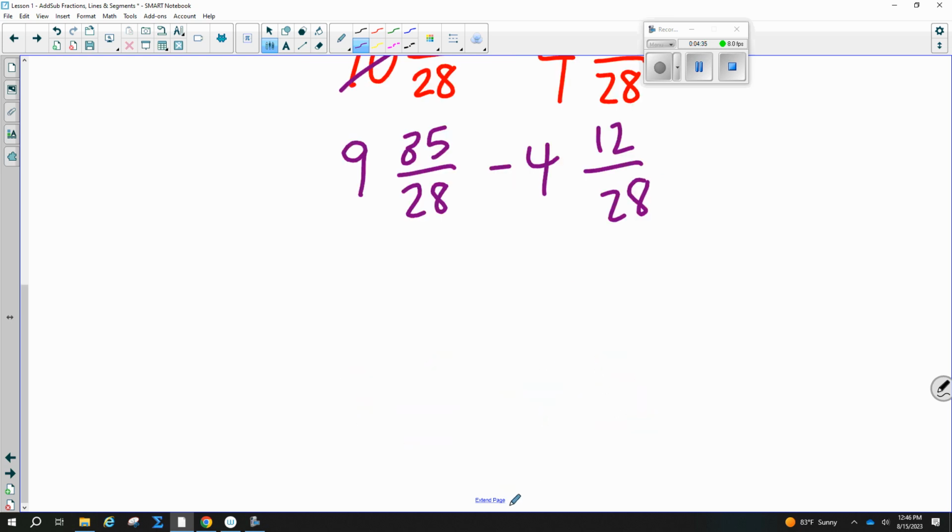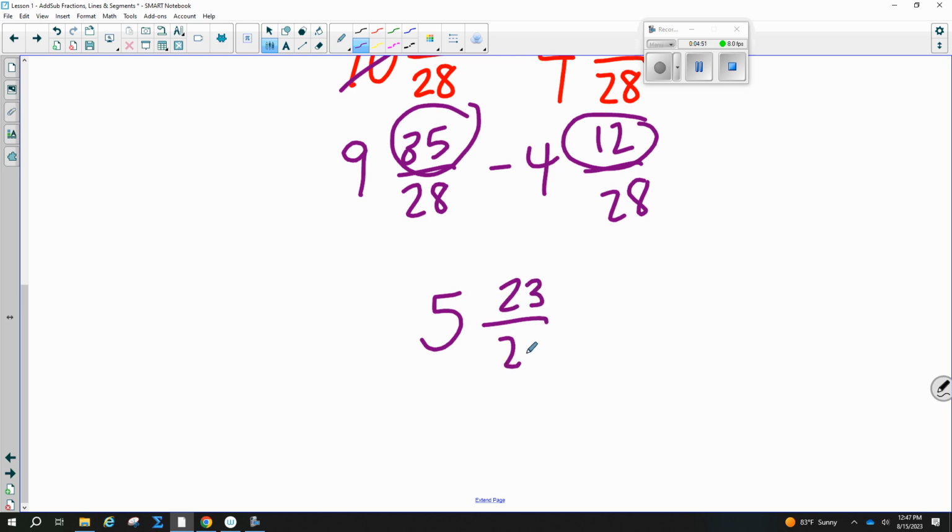Yes? Do we have to write that second? No, you don't. But let's do our whole numbers. 9 minus 4 is 5. All right, and then I'm going to do 35 minus the 12 right here, which is 23 out of 28. And I don't think that reduces. 23 is prime, all right? But check if it does.